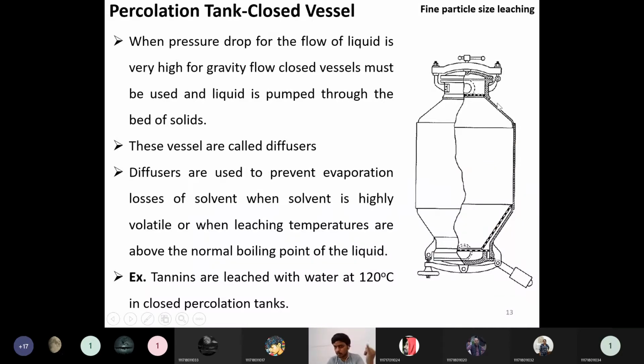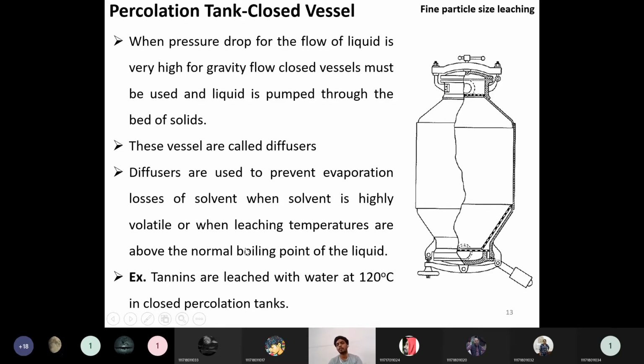So when the solvent is evaporative in nature, when the leaching operation has to be carried out at temperatures above the boiling point of a solvent, and when the pressure drop of the bed is very high, in these three cases we can use this closed vessel. These closed vessels are also called diffusers. Diffusers are used to prevent evaporation losses of solvents when the solvent is highly volatile or when leaching temperatures are above the normal boiling point of the liquid. So this is the case when we can use this closed vessel percolation tank, called a diffuser in some cases.